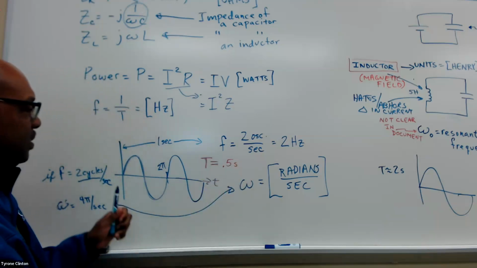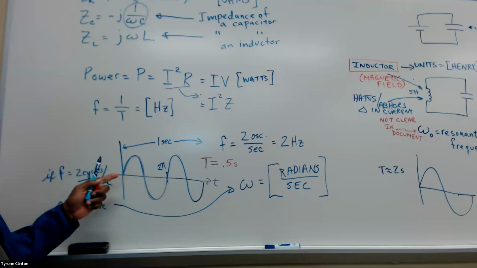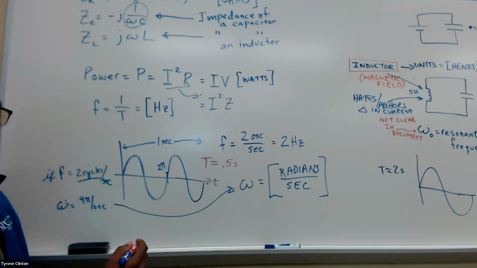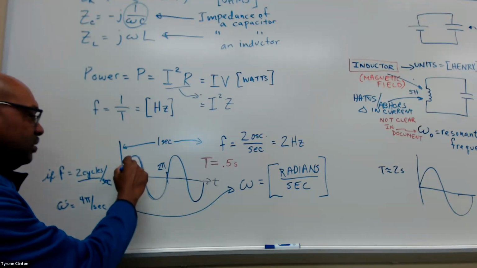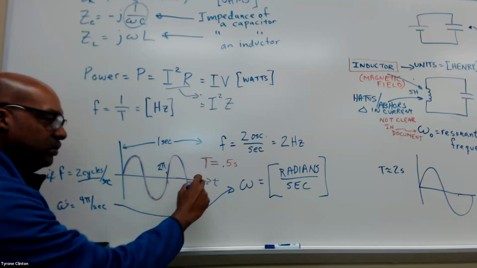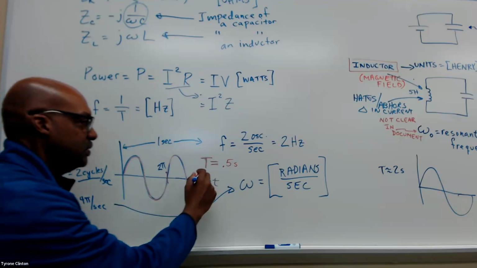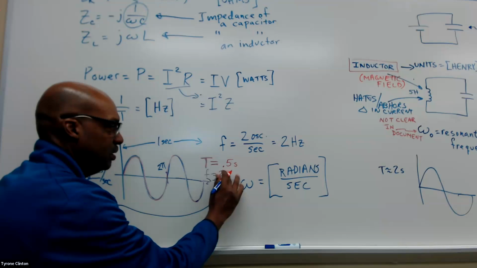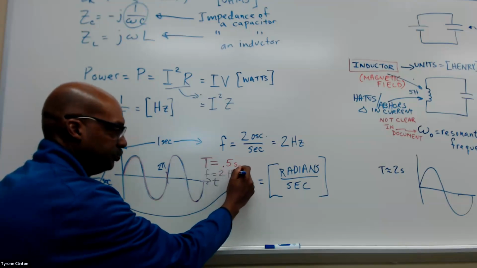The period T is half a second. But if we're trying to figure out the frequency, this is how many cycles it goes through in a second. And you can see that it goes through 1, 2 cycles in a second. So the frequency F is 2 hertz.